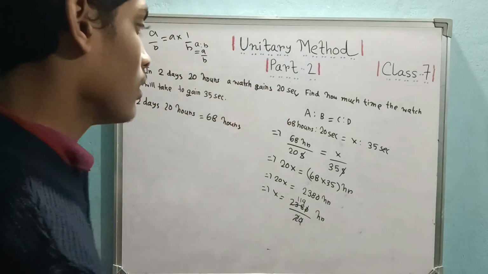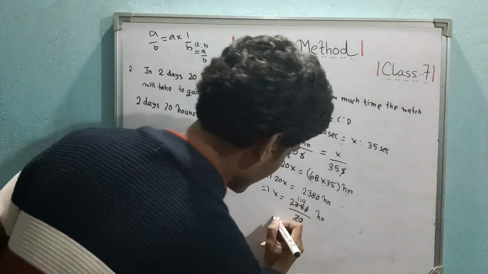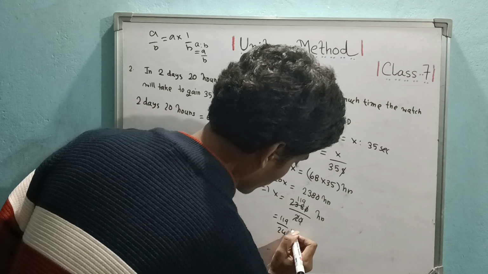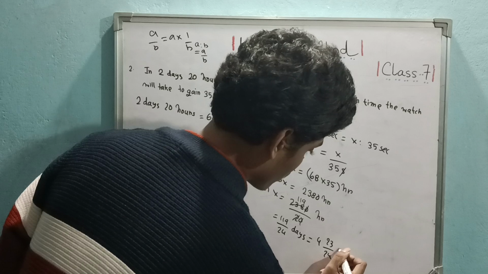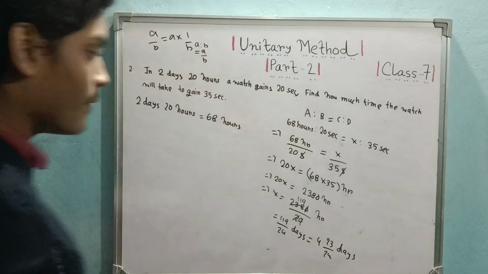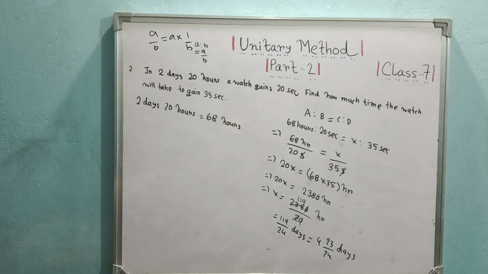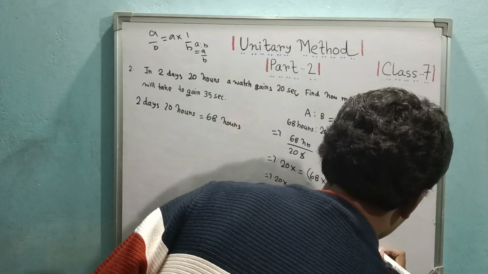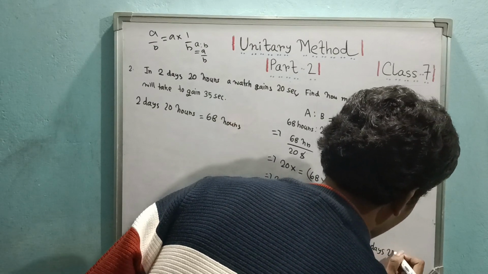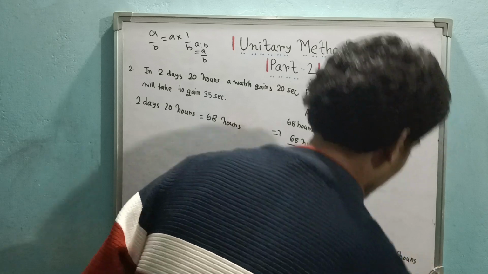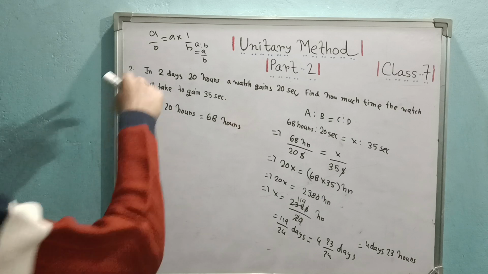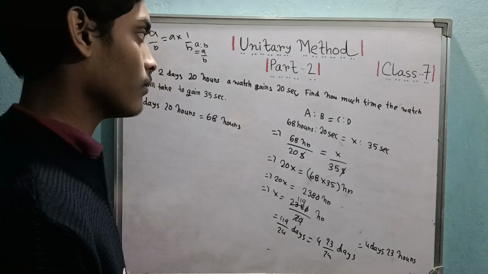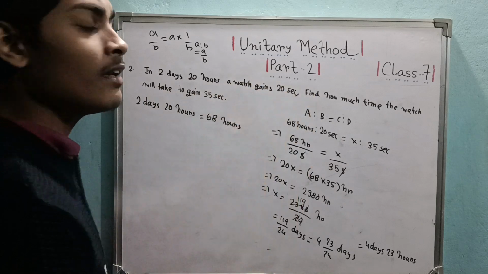119 hours. So that is 119 by 24 days, equal to 4 whole 23 by 24 days. That means 4 days, and 23 by 24 days means out of 24 hours, 23 hours is completed. So this is equal to 4 days 23 hours. Easy. So you understood, it is like that. For more time period, our watch gains more time.